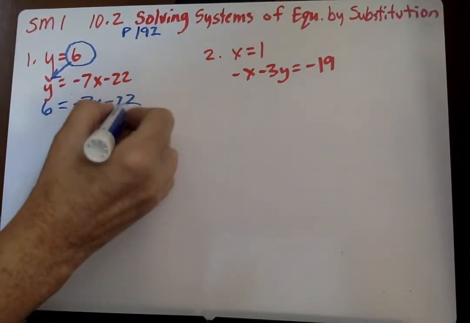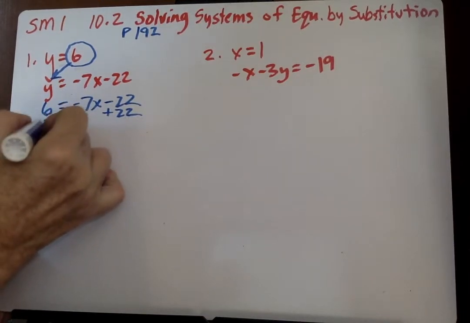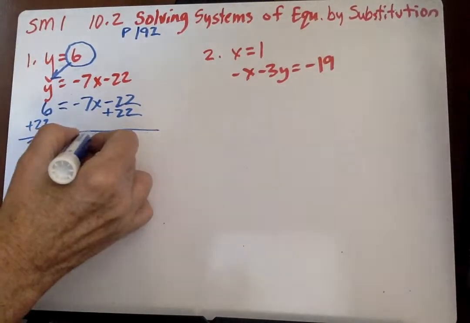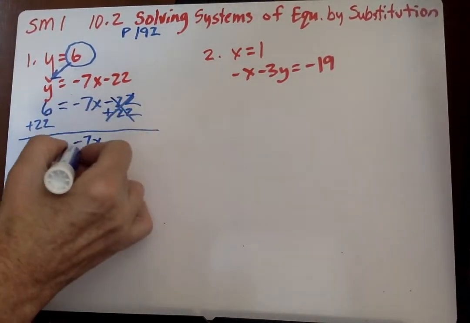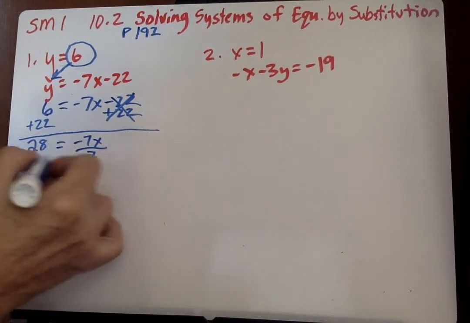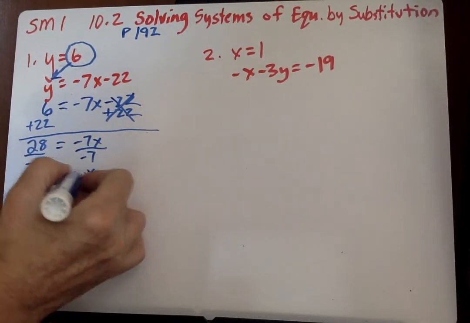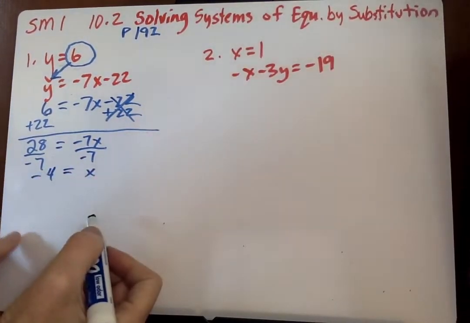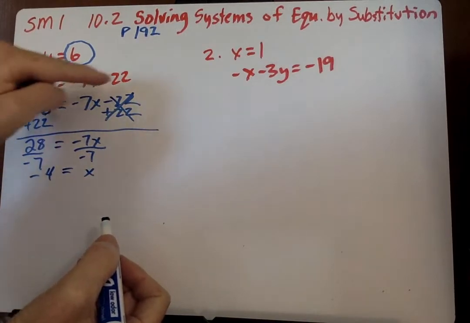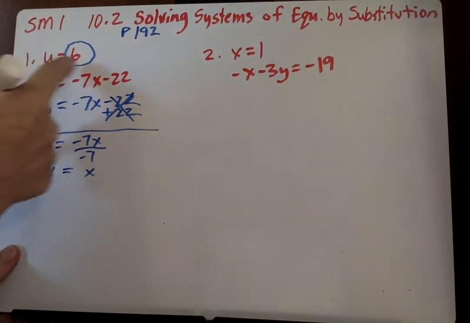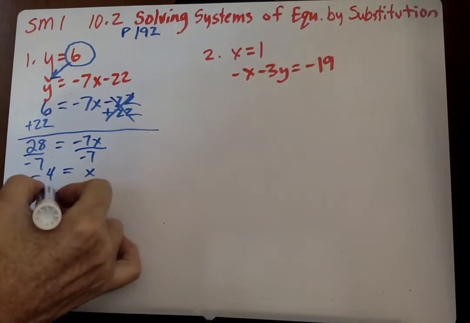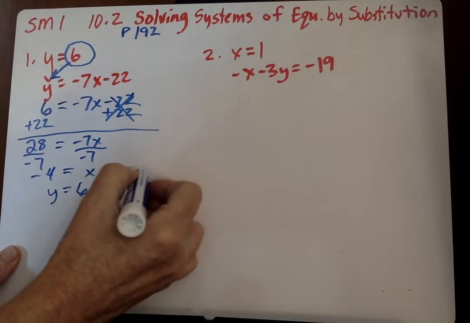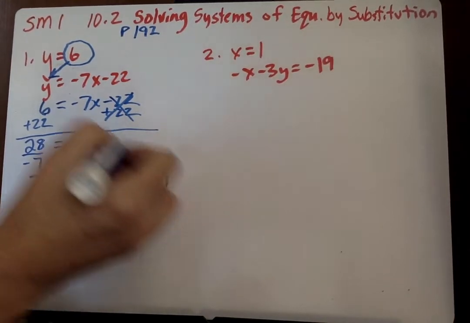Then we're going to add 22, add 22. This is 28 equals negative 7x. This goes away. Divide by what's in front of x, negative 7. So x equals negative 4. Now normally we would have to go back and plug the negative 4 into one of the equations, but since this is already solved for y, we know that y equals 6. So our solution is going to be our x value, negative 4, and our y value, 6. And we're done.